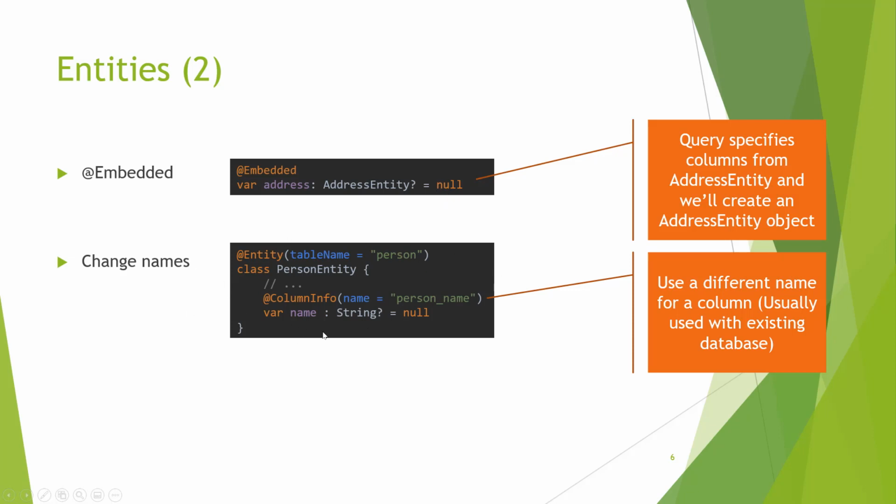If you want to do any name mapping, and this is most useful if you have a pre-existing schema where the database already exists and you're trying to set Room up on top of it, you can just add a column info to say, instead of calling this name, we're calling it person name in the database. And maybe the table here for the entity is person. If you're having Room create the database for you, these are really not needed. Most of the time, they just get in the way and cause a little confusion. But if you're trying to map to existing data, this is a good way to go.